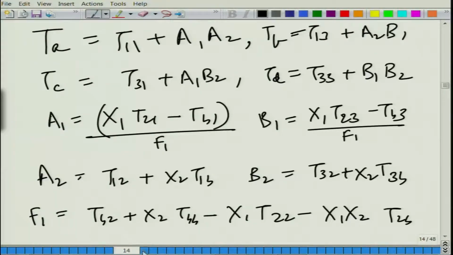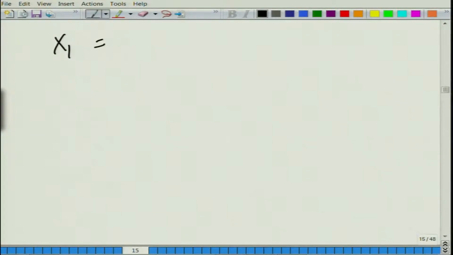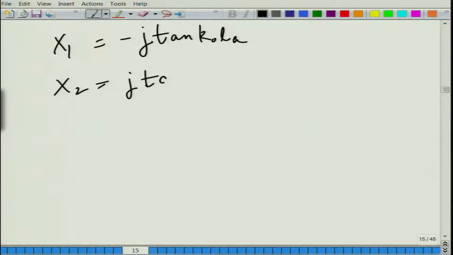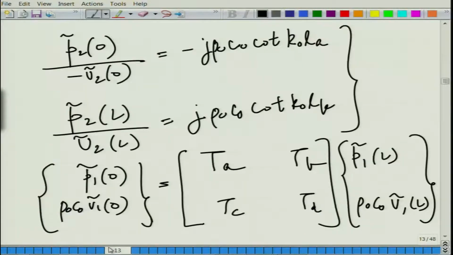Only thing that is not known is your x1, which is minus j times tan k naught L A, something like this. Okay. So, this tan term comes from these boundary conditions. Once you invert these things, you will get to know that. So, once you know the 4 pole parameters, the transmission loss can be easily evaluated in terms of these expressions.